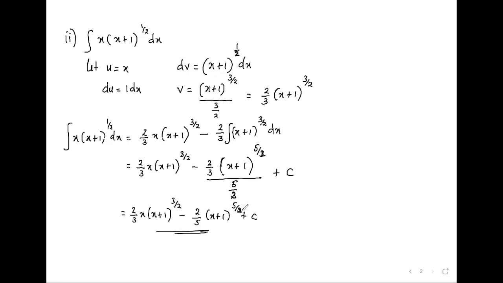So here, things will change then. We'll have this 2 over 5 multiplied by 2 over 3. Thank you so much. So our answer is going to be 2 over 3 x plus 1 to the 3 over 2 minus, so it will be 4 over 15, x plus 1 to the 5 over 2.